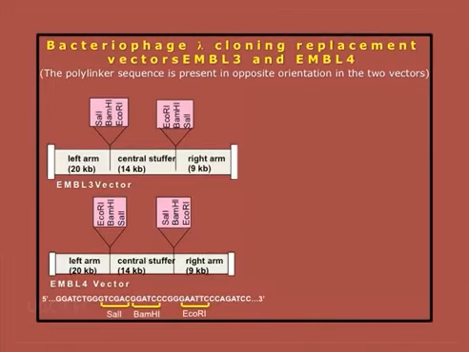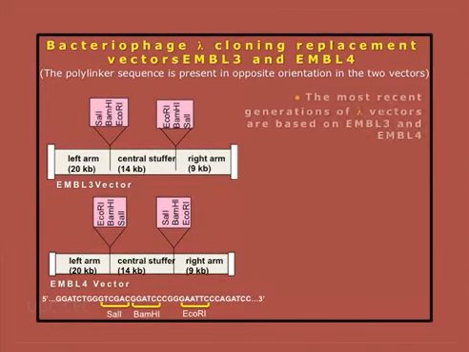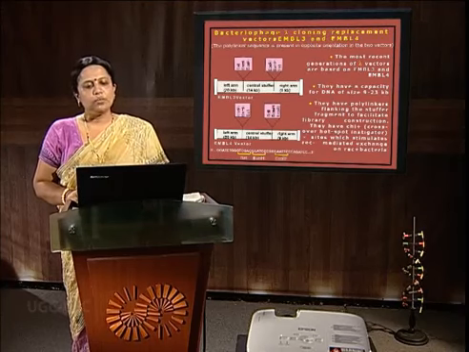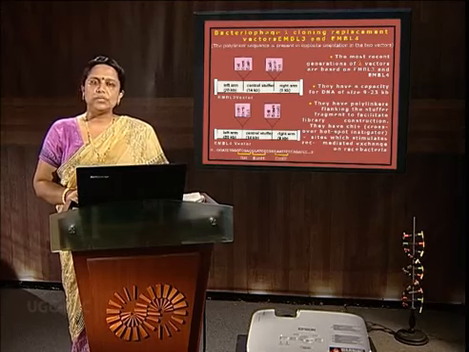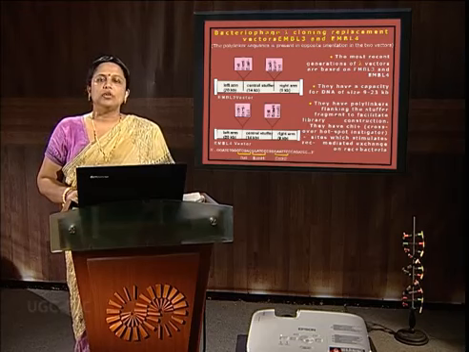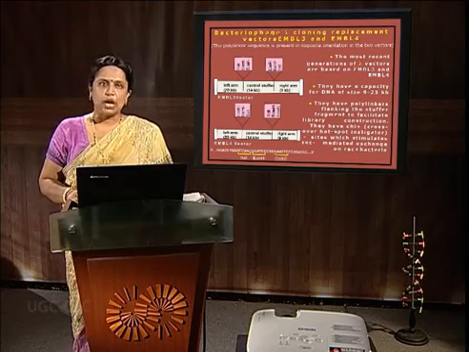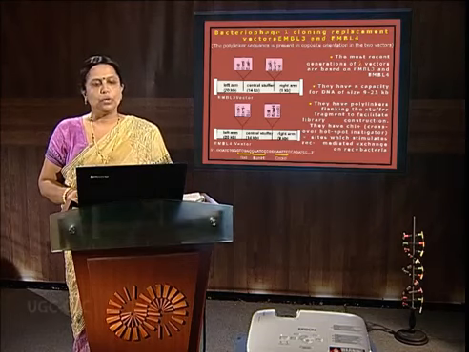The most interesting lambda replacement vectors that are used are called EMBL3 and EMBL4. Herein you can see that in EMBL3 the central stuffer fragment is 14 kb, and the same in EMBL4. The basic difference is that the restriction endonuclease recognition sites are just reversed. Once we introduce the gene of our interest inside these vehicles, the cloning capacity is much higher than that of insertion vectors.